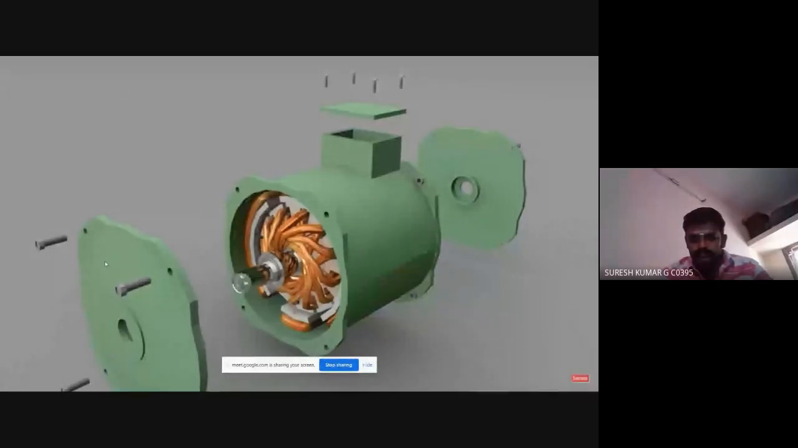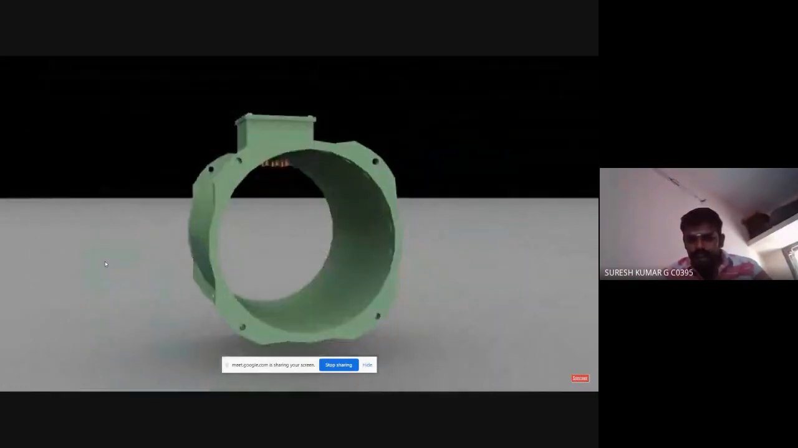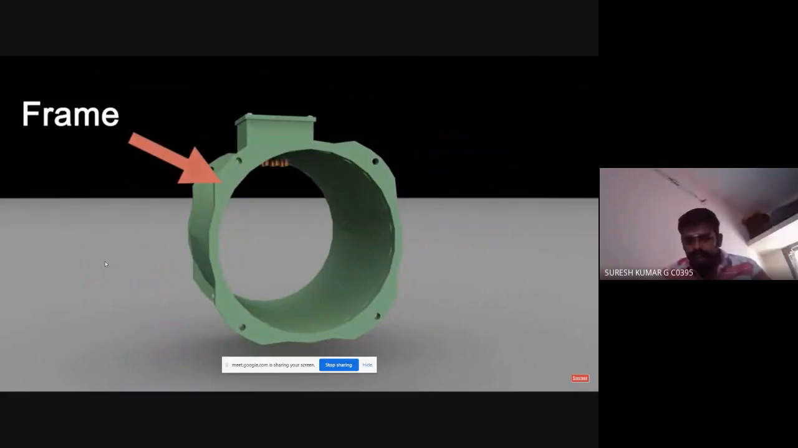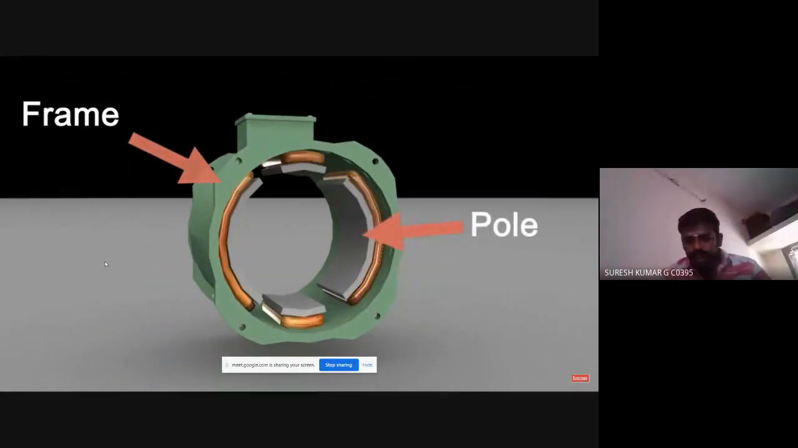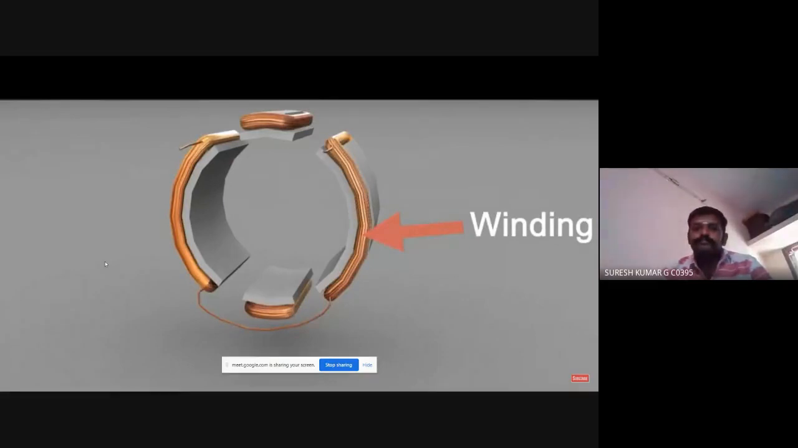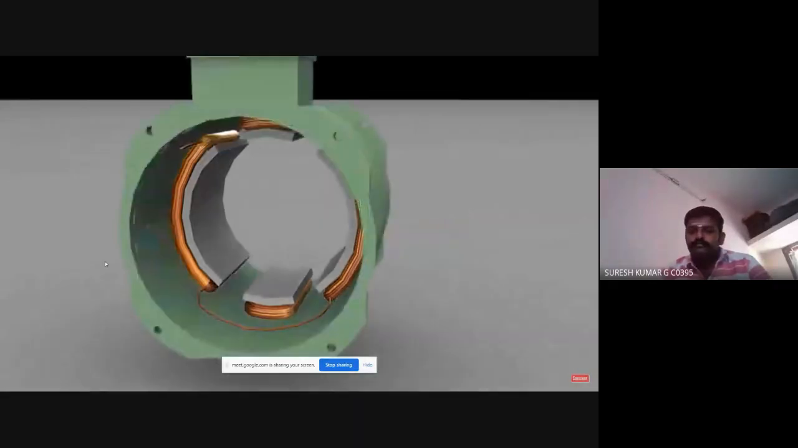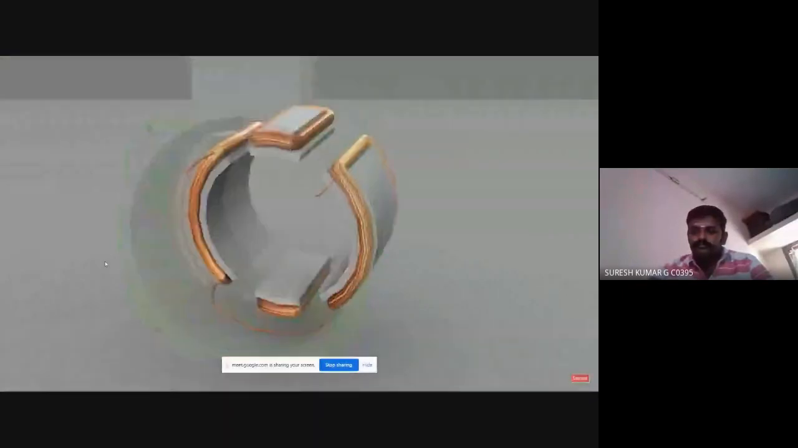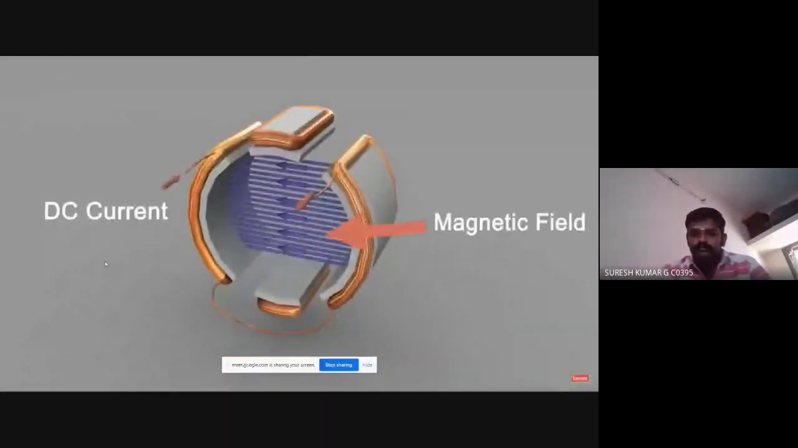The outer part of a DC motor, which is generally static, is known as the stator. It consists of a frame and inward projected poles. The cores of these poles are made from silicon steel. On this, insulated copper wire is wound to make windings. These poles are bolted and fixed inside the frame. When DC current is passed through the windings, it creates a static magnetic field.